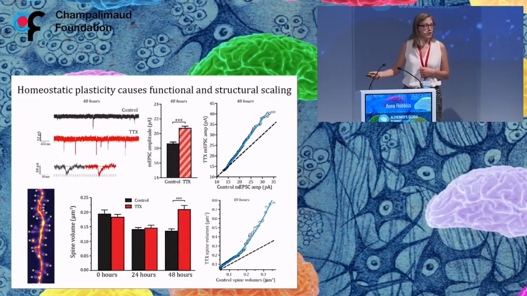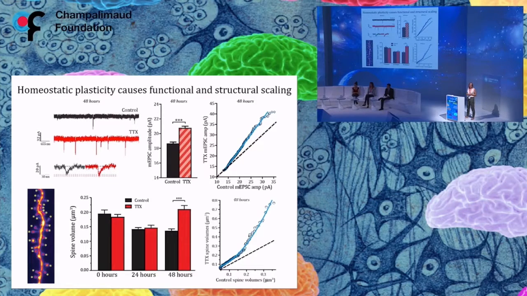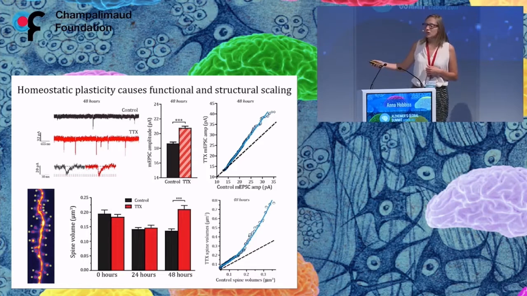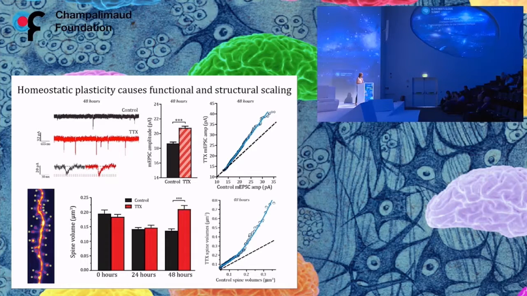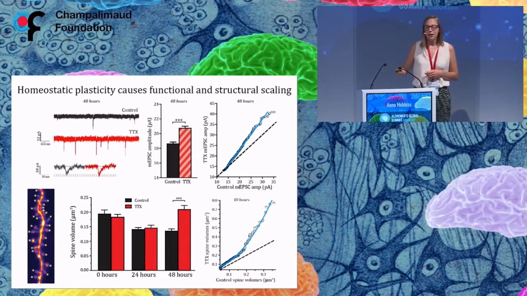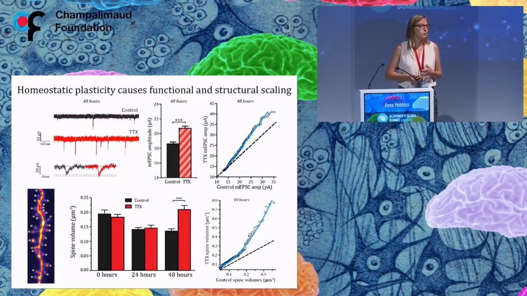So using two-photon imaging of dendritic branches and measuring the spine volumes, I looked to see whether there are any changes throughout this period of activity blockade. And what you see is after 48 hours, indeed, there is a significant increase in the spine volume after homeostatic plasticity. Now, when I plot the control spine volumes against the TTX spine volumes, you see there's also been a scaling upwards, although in fact this now is not a linear scaling, but superlinear.